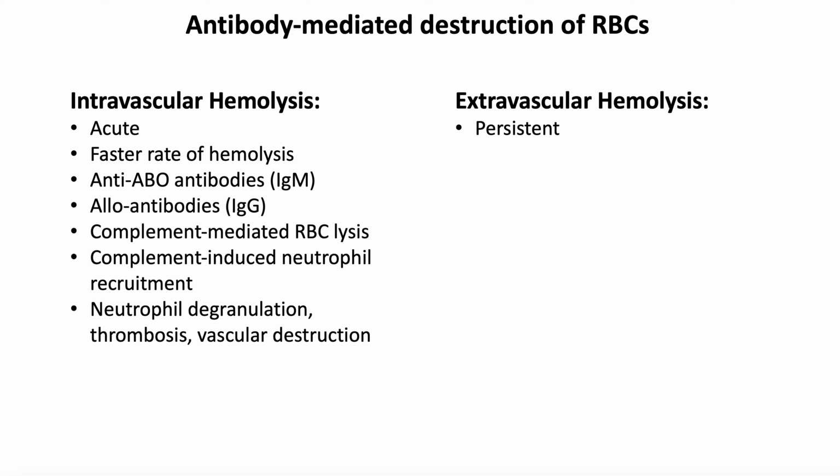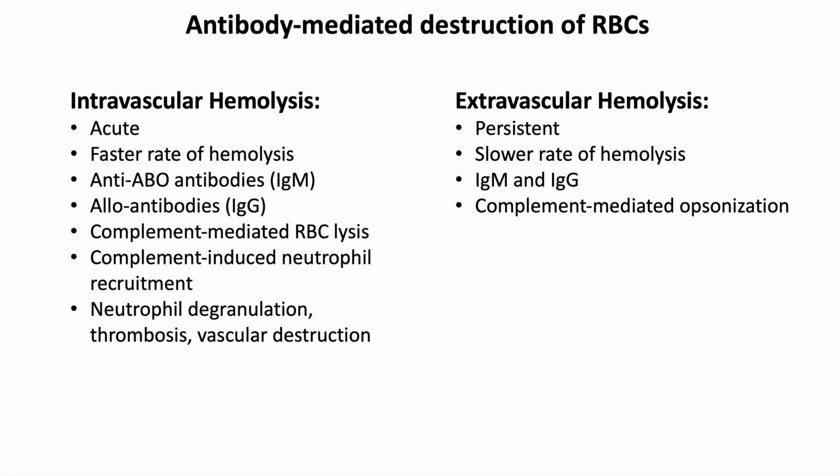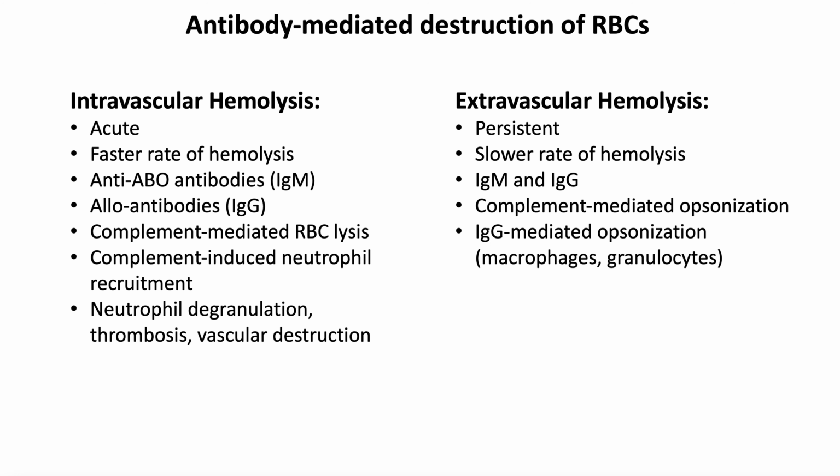Extravascular hemolysis is a persistent, slower rate of hemolysis that can be induced by both IgM and IgG. This is often associated with complement-mediated opsonization, and this leads to phagocytosis of red blood cells by macrophages and granulocytes, and it can also lead to IgG-mediated antibody-dependent cell-mediated cytotoxicity mediated by NK cells.